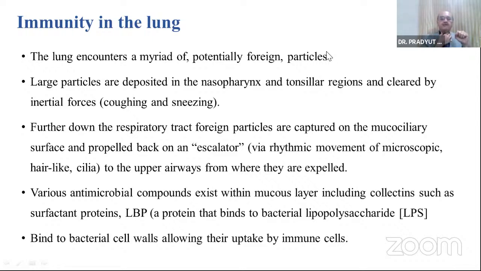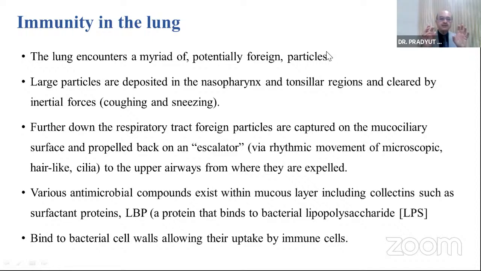If we get any infection here, our natural mechanism is to cough it out or sneeze it out and take those foreign bodies out. Now, if the foreign body goes further down and enters the lower part of the respiratory tract, it is captured on the mucociliary surface of the airways, and then it is propelled back through the mucociliary escalator.